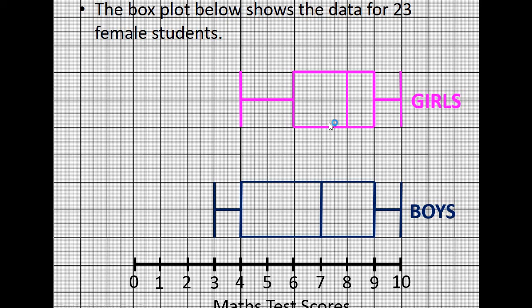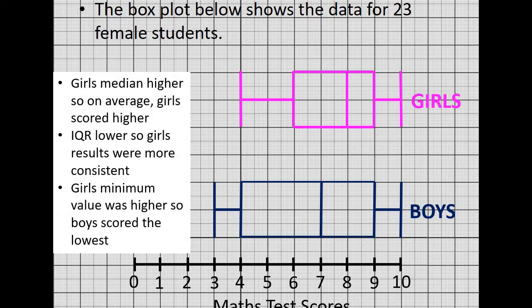Okay, so again, when comparing data, make sure that you're using mathematical language. And also see that there's a negative skew with the girls because the majority of the interquartile range falls below the median. So there's a negative skew. There's a slight negative skew here as well with the boys. So those are some statements which we could use to conclude from this data.